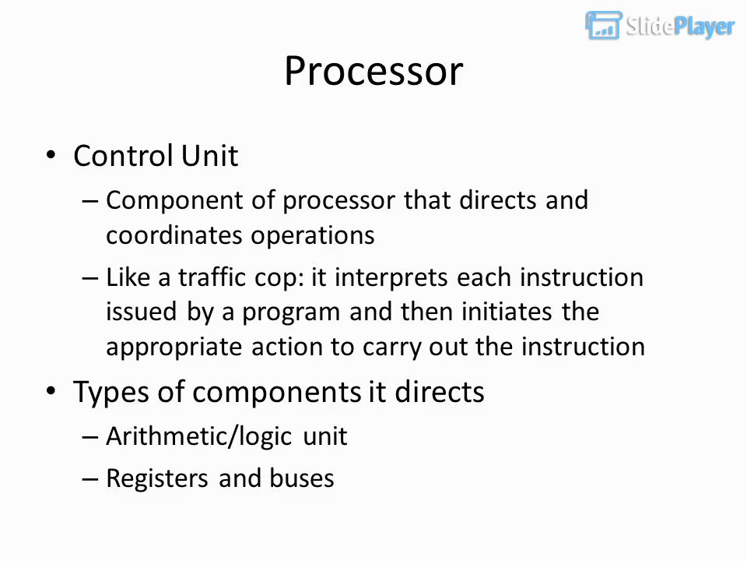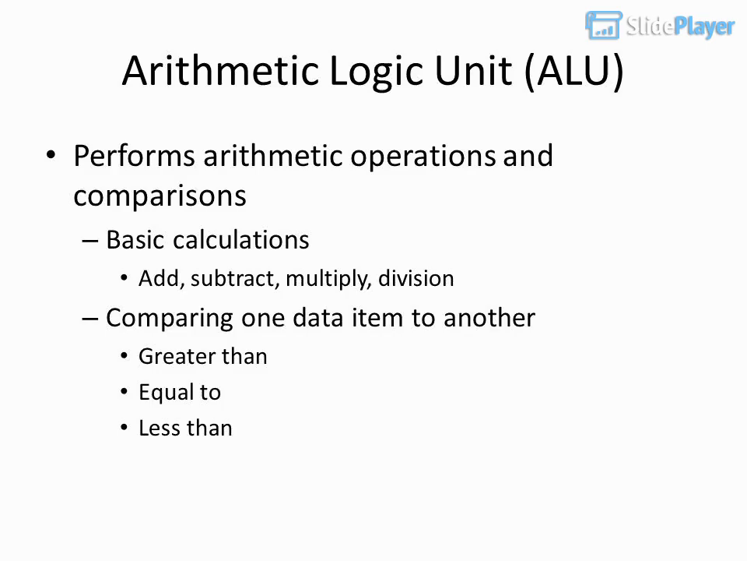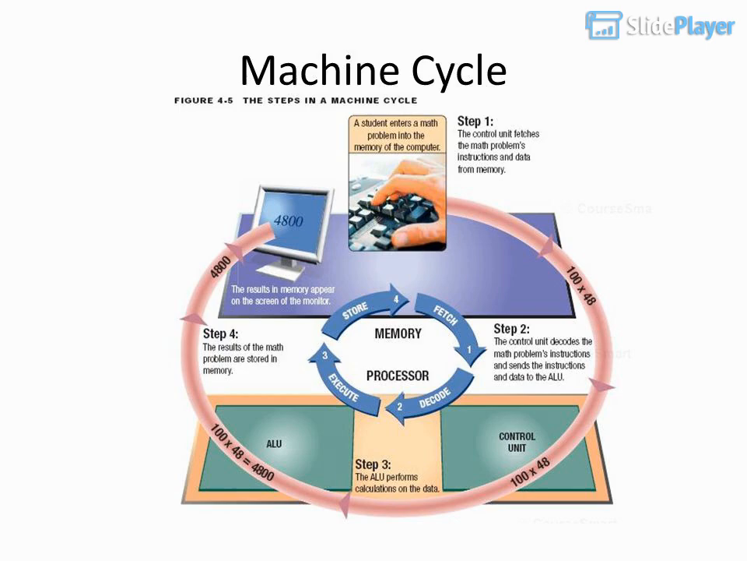The processor's control unit is the component that directs and coordinates operations. Like a traffic cop, it interprets each instruction issued by a program and then initiates the appropriate action to carry out the instruction. Types of components it directs: the arithmetic/logic unit, registers, and buses. The arithmetic logic unit, ALU, performs arithmetic operations and comparisons. Basic calculations: add, subtract, multiply, divide. Comparisons compare one data item to another: greater than, equal to, less than.